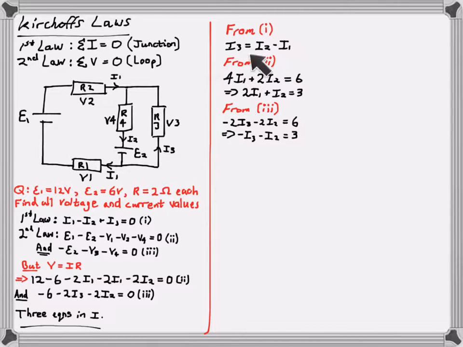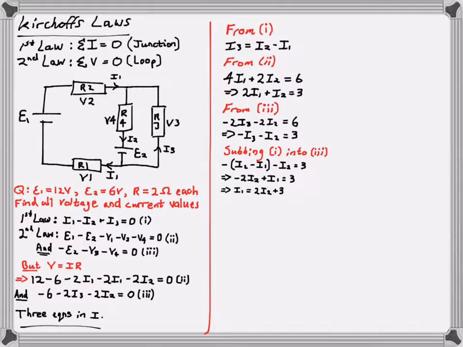Now, from earlier on, I have a value for I3 in terms of I2 and I1. So I'm going to substitute equation 1 into equation 3 to get rid of that I3 value. So I get minus, subbing in for I3 is I2 minus I1, all that minus I2 equals 3. And if I simplify that, I get minus I2 plus I1 equals 3. And therefore, if I get I1 by itself, I get I1 is equal to 2I2 plus 3.